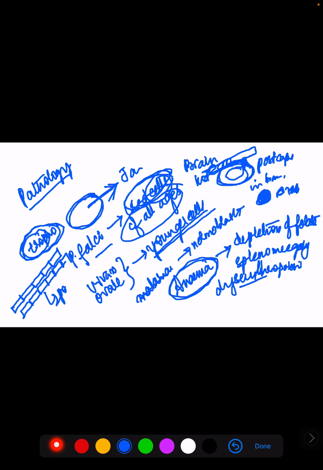And all this, the total pathogenesis with RBCs containing parasites, will cause rupture of the schizonts, and it will liberate all the toxic and antigenic substances.